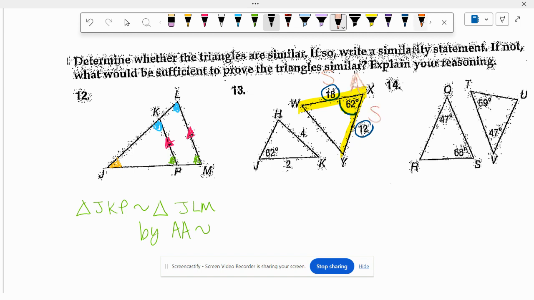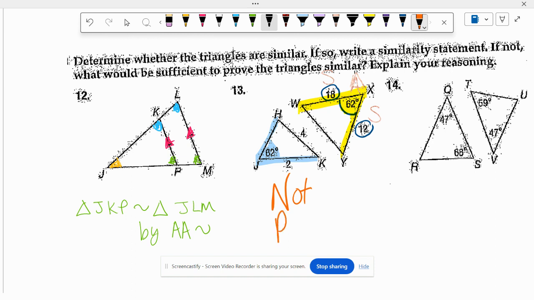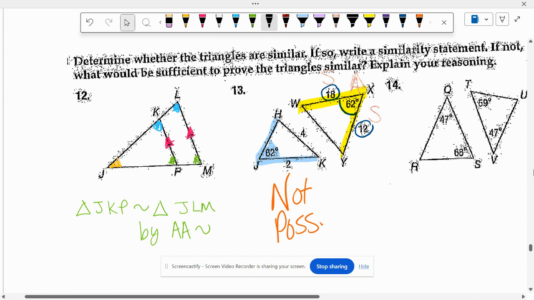Okay. So let's look at the next triangle. The next triangle has this angle. I know that the two angles are congruent because 62 equals 62. But do I follow the same pattern? Do I know the measures so I can do a side angle side similarity? No, I don't. So this one is not possible, because you don't know anything about that triangle to find out the missing side.